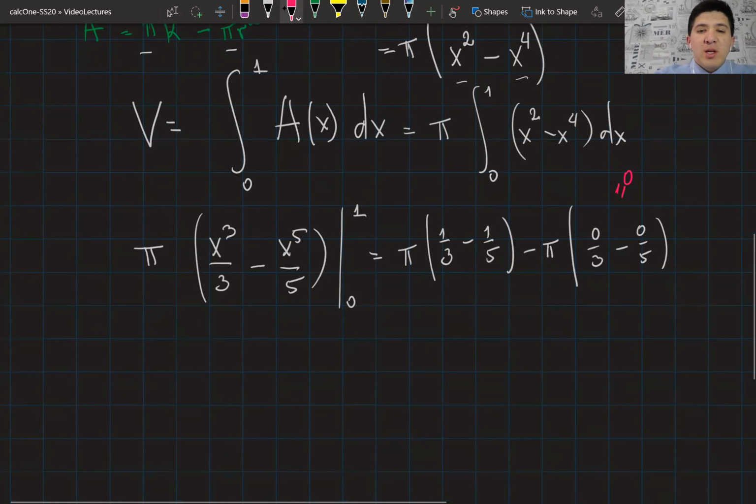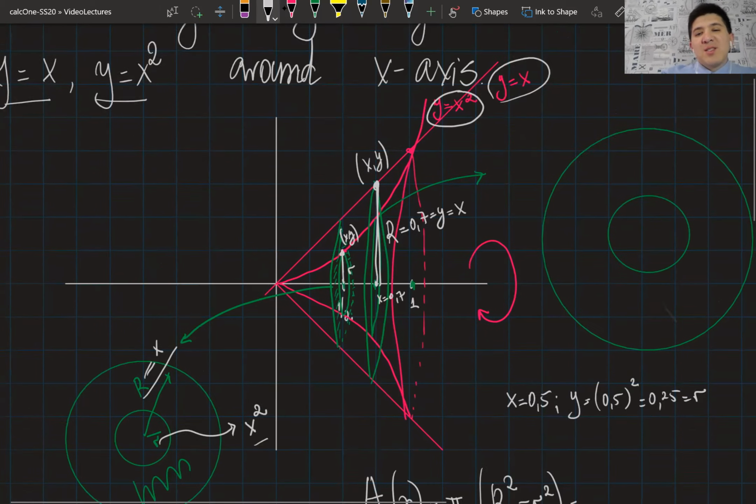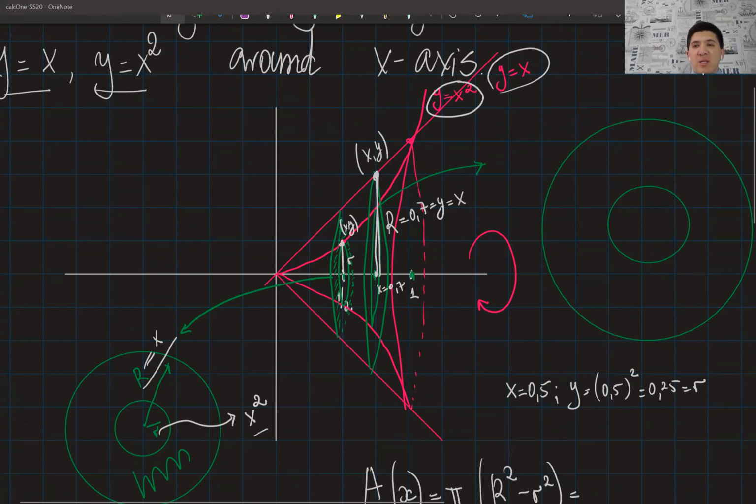The first term is going to be equal to, so we need to find the common denominator, 5 minus 3 over 15, which is 2 over 15. So the overall volume is going to be 2 pi over 15. So this is the volume of this strange object, and we can find this using the integration.